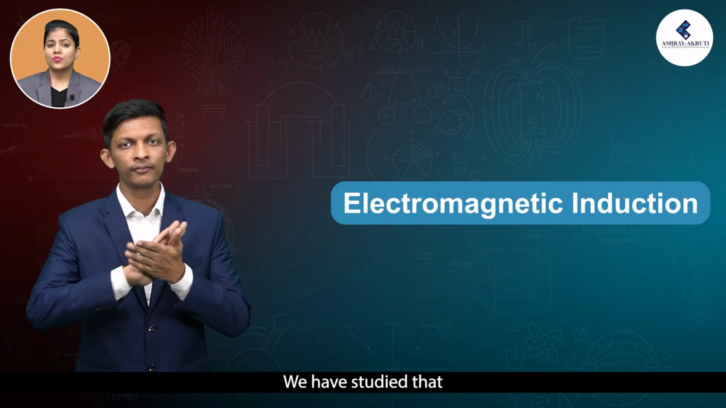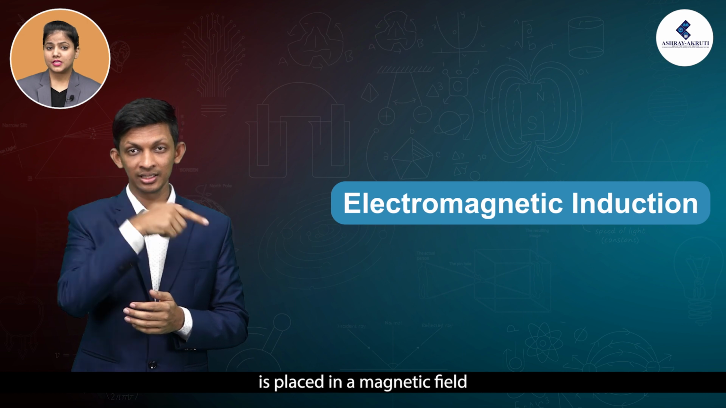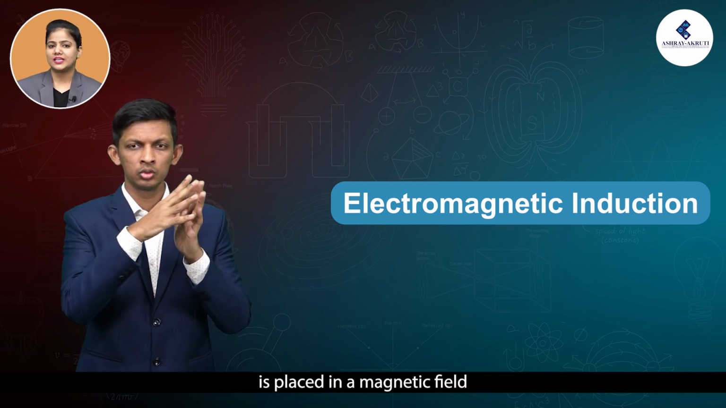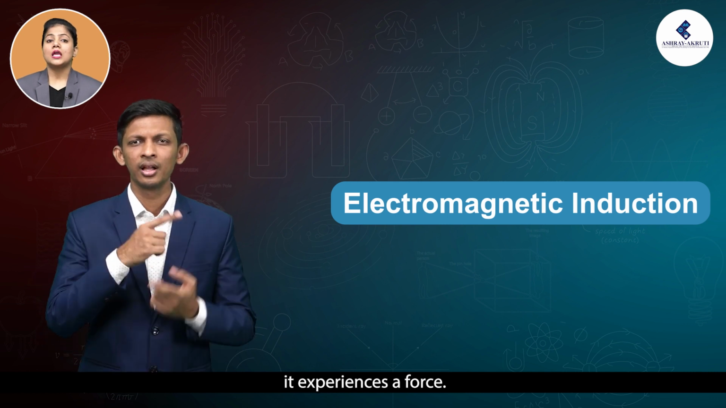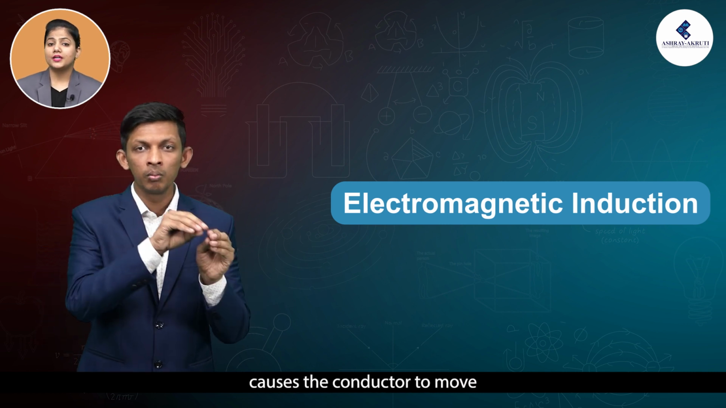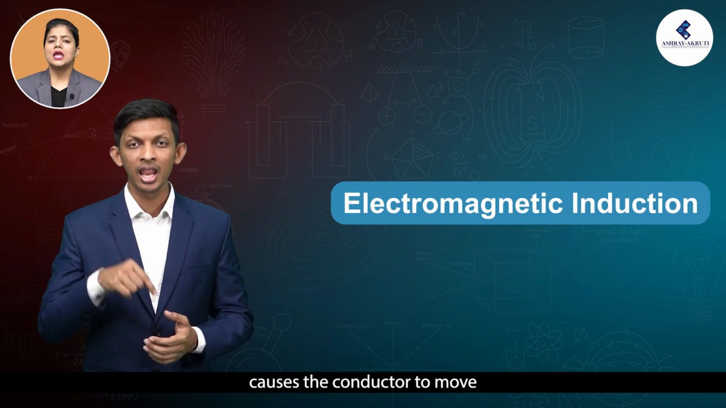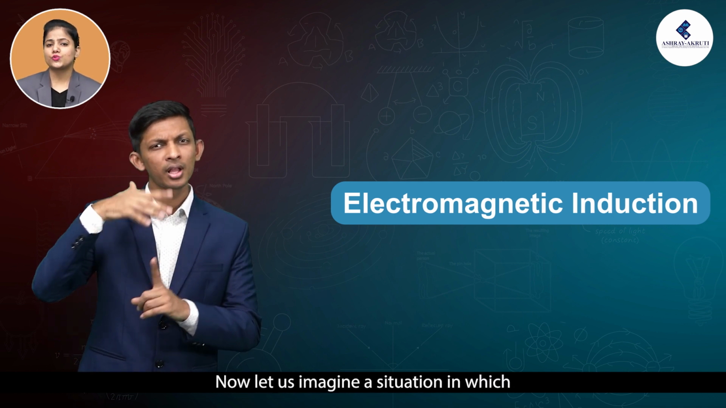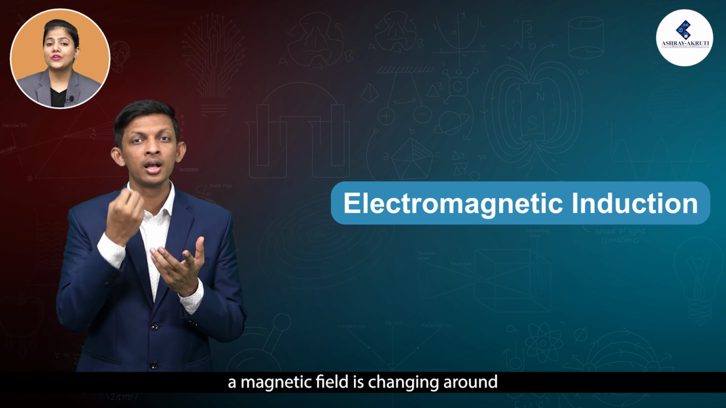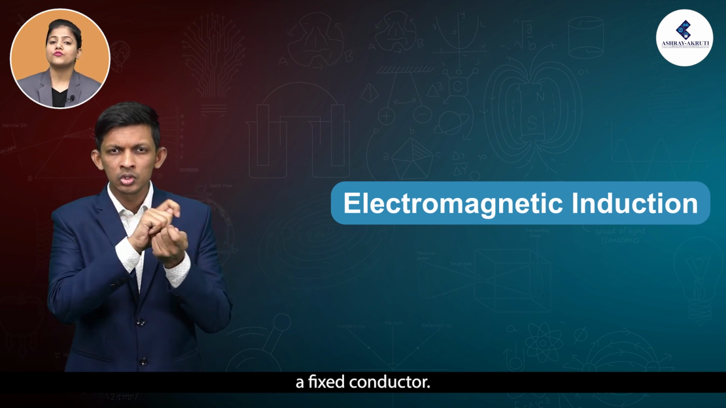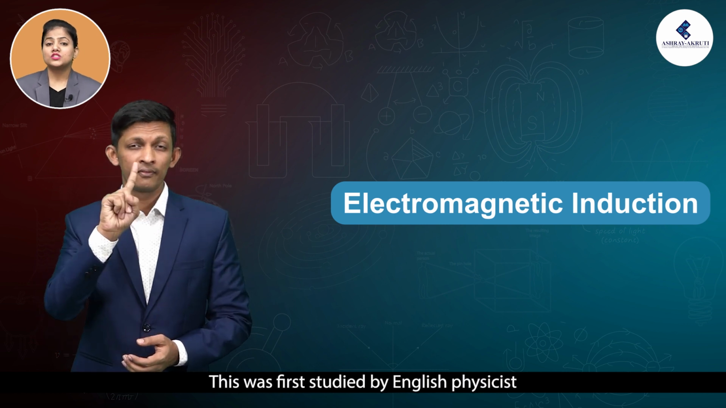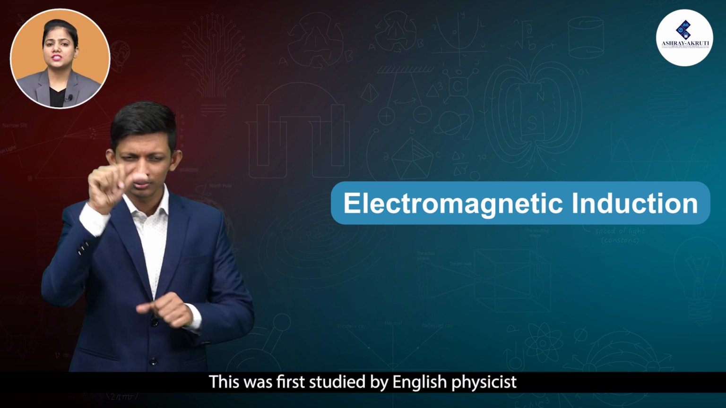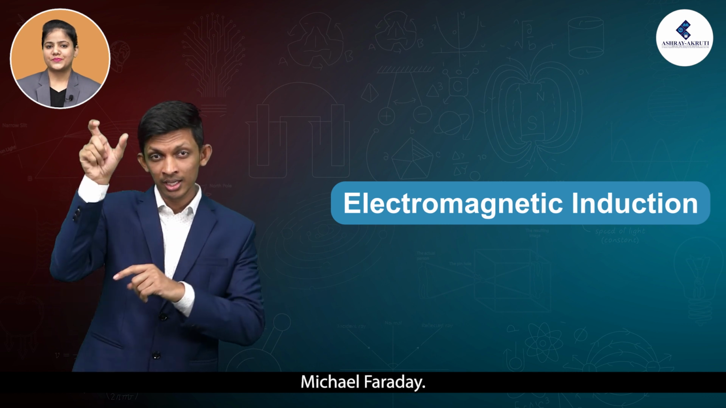We have studied that when a current carrying conductor is placed in a magnetic field, it experiences a force. This force causes the conductor to move. Now, let us imagine a situation in which a magnetic field is changing around a fixed conductor. This was first studied by English physicist Michael Faraday.